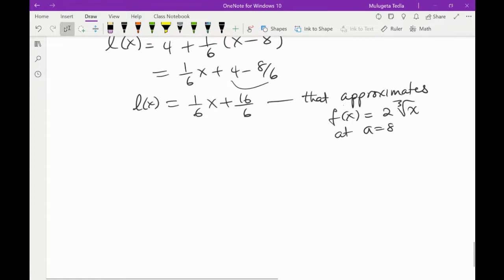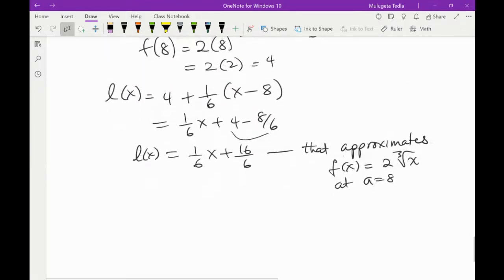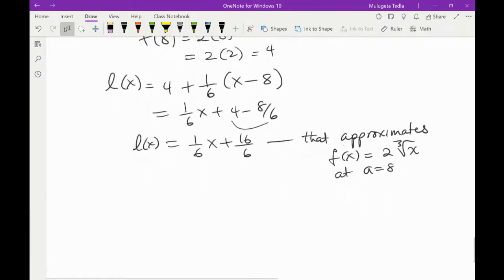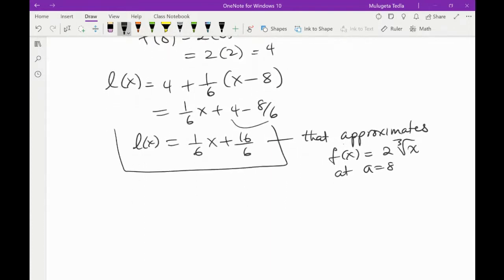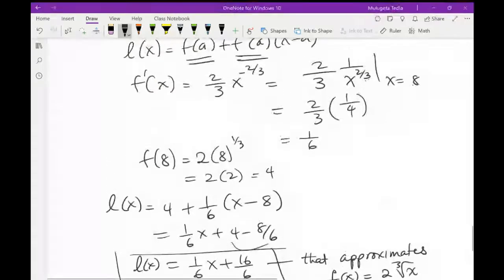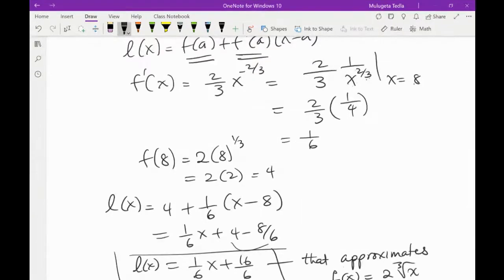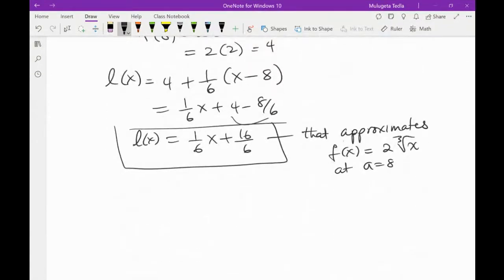Now we're going to talk about quantifying it, comparing quantities in terms of numbers. This is the answer for this question. Did you get it, or did I go fast? Did you follow me? First find the derivative and then fill in the formula for L of x. That's all I did. So this is my line.